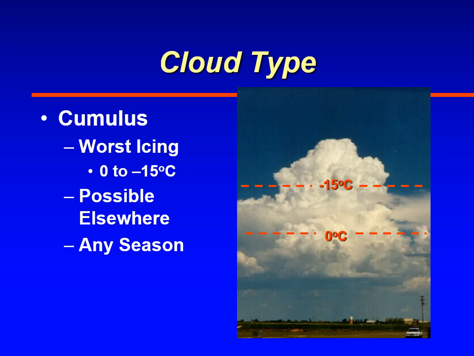So with cumulus clouds, of course, you tend to find the worst icing at warm temperatures, 0 to minus 15. It's possible elsewhere, even at temperatures colder than minus 20, because of the strong updrafts lofting liquid water to high altitudes. And of course, you can get icing in any season in cumulus clouds, even in the summertime. A lot of people think in the summertime there's no icing. Aha! If you get above the freezing level, you're going to get icing, and that does happen.